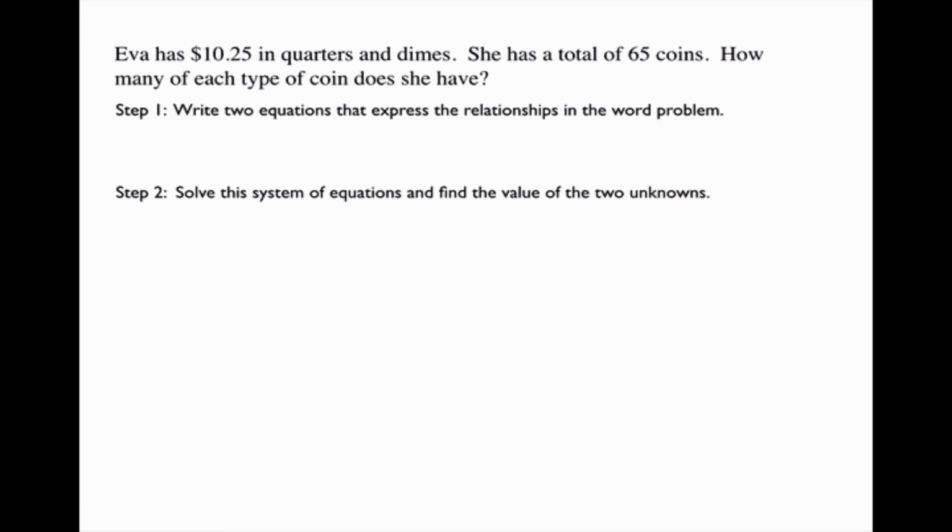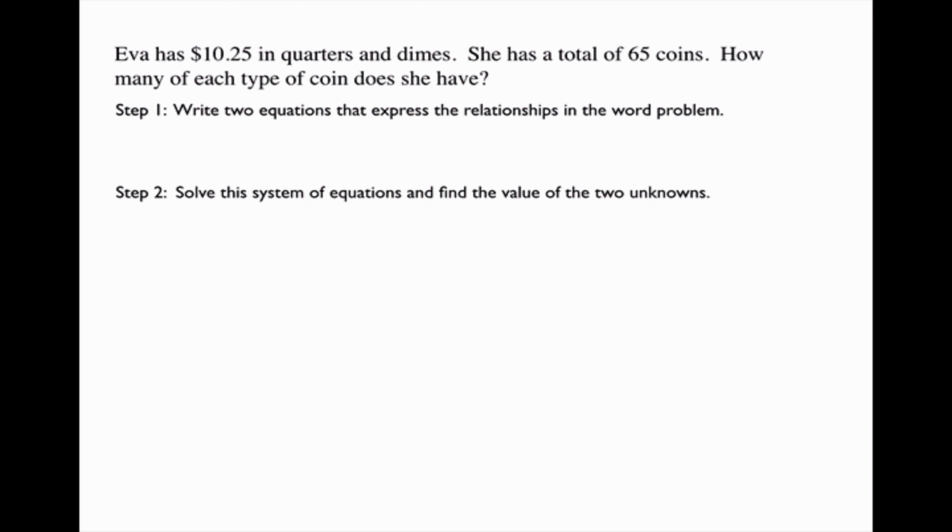In this problem, Ava has $10.25 in quarters and dimes. She has a total of 65 coins. How many of each type of coin does she have? The 2 unknowns in this problem are the number of quarters and the number of dimes, so I'm going to use the variables Q and D to represent those 2 quantities.